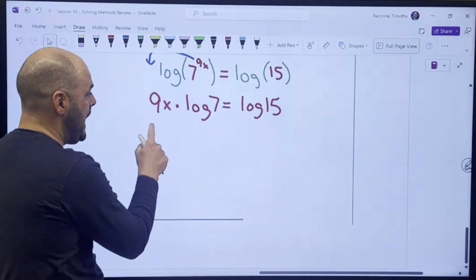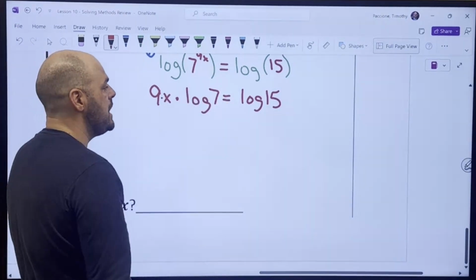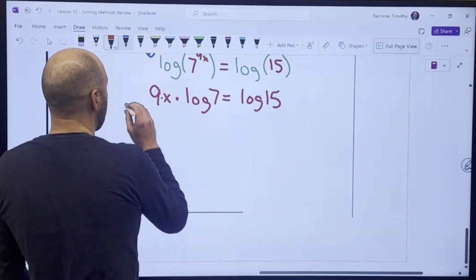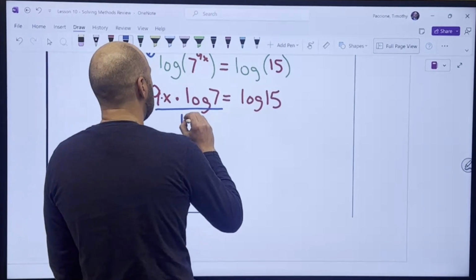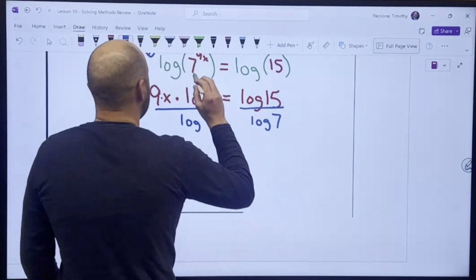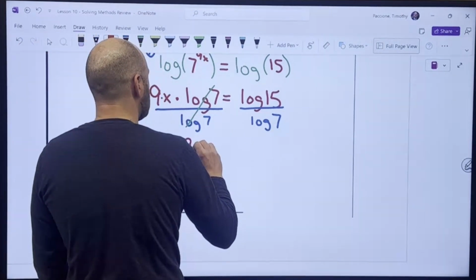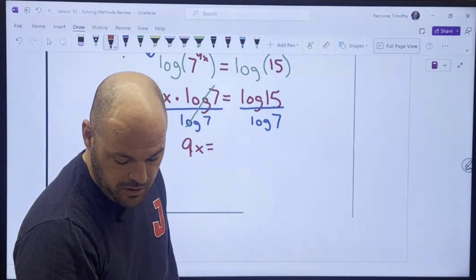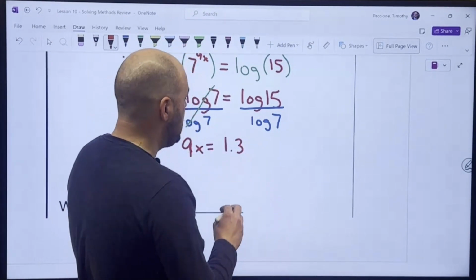Okay, so I need to get that x by itself. A couple things happening to it here. It's got a 9 multiplying it. It's got log 7 multiplying it. Let's get rid of them one at a time. So first I'm going to do what we did in the last problem, which was get rid of that log. So I'm going to divide by log of 7 on both sides. I end up canceling these two logs, and I have just 9x equals log of 15 divided by log of 7. In your calculator, you would get 1.3917.